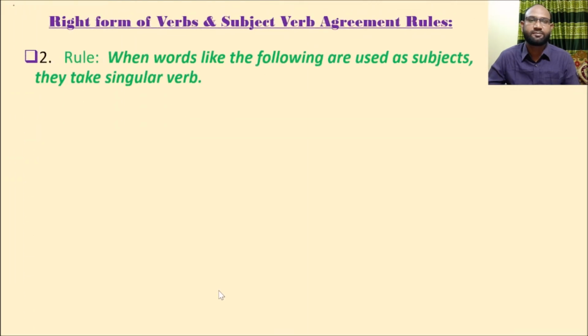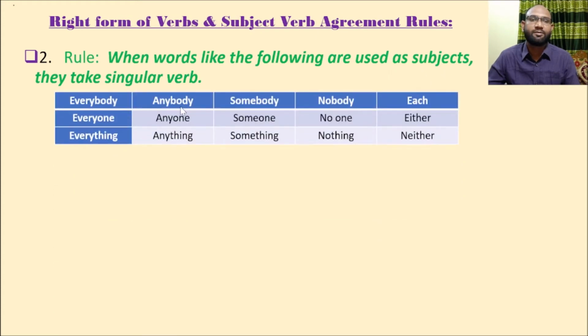Dear students, look at the second rule. When words like the following are used as subjects, they take a singular verb. Here I have given some words. Please look at the words: everybody, everyone, everything, anybody, anyone, anything, somebody, someone, something, nobody, no one, nothing, either, neither. If those words are used as subjects, they take a singular verb.